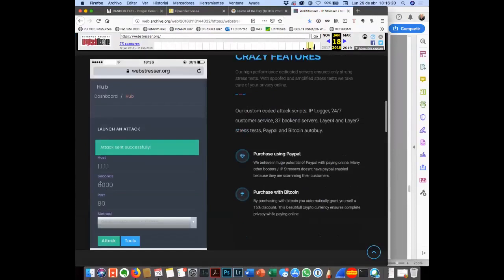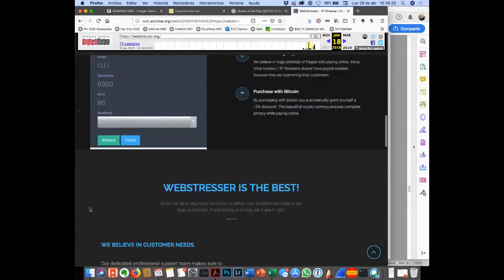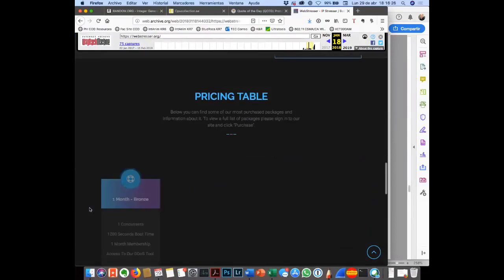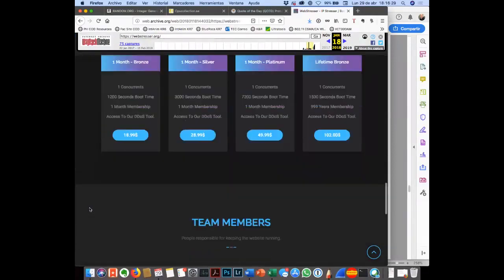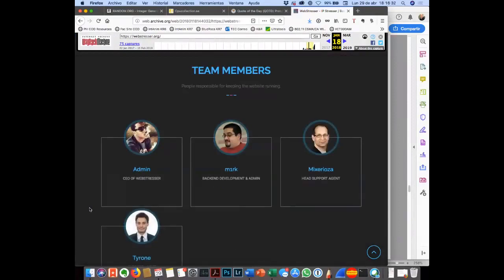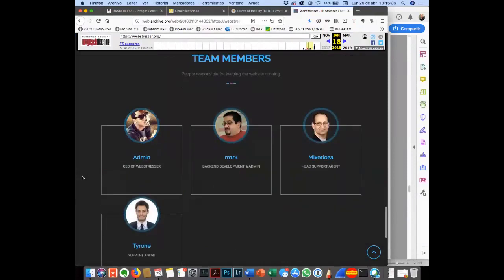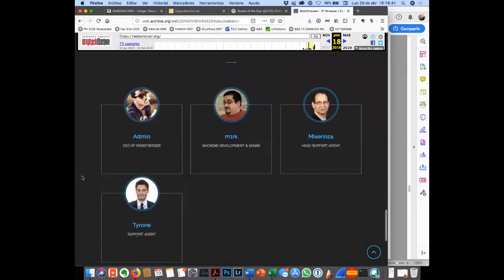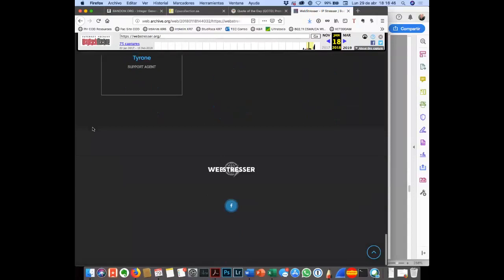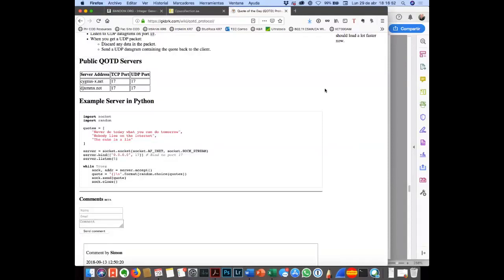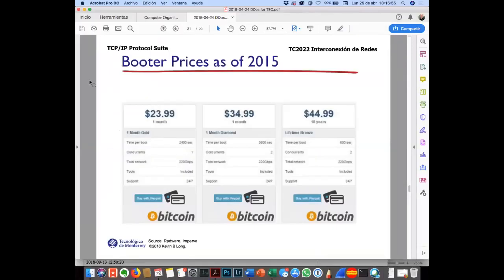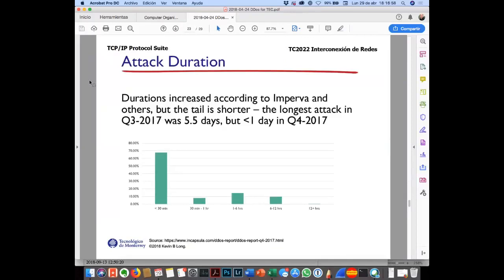Launch an attack, sent successfully for 6,000 seconds, port 80. Webstressor is the best, customer needs, pricing table. So you could pay these guys and hack sites. They have fake names and all this, so, I mean, come on. These guys are in jail, I assume now. Okay, so that's an interesting chapter in distributed denial of service attacks. It's insane what some of these guys do.